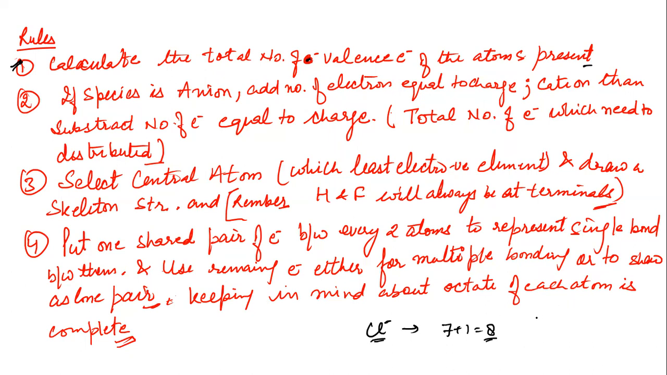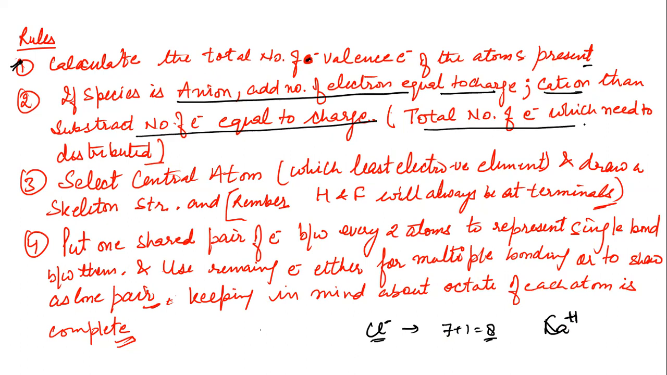Now suppose I talk about Ca plus 1. How many valence electrons should be there in this one? Calcium has 2 electrons, but one has been lost, so 1 electron is there. So in the case of an anion, you have to add the number of electrons equal to the charge. In the case of a cation, subtract the number of electrons equal to the charge. Then you will get the total number of electrons which need to be distributed.